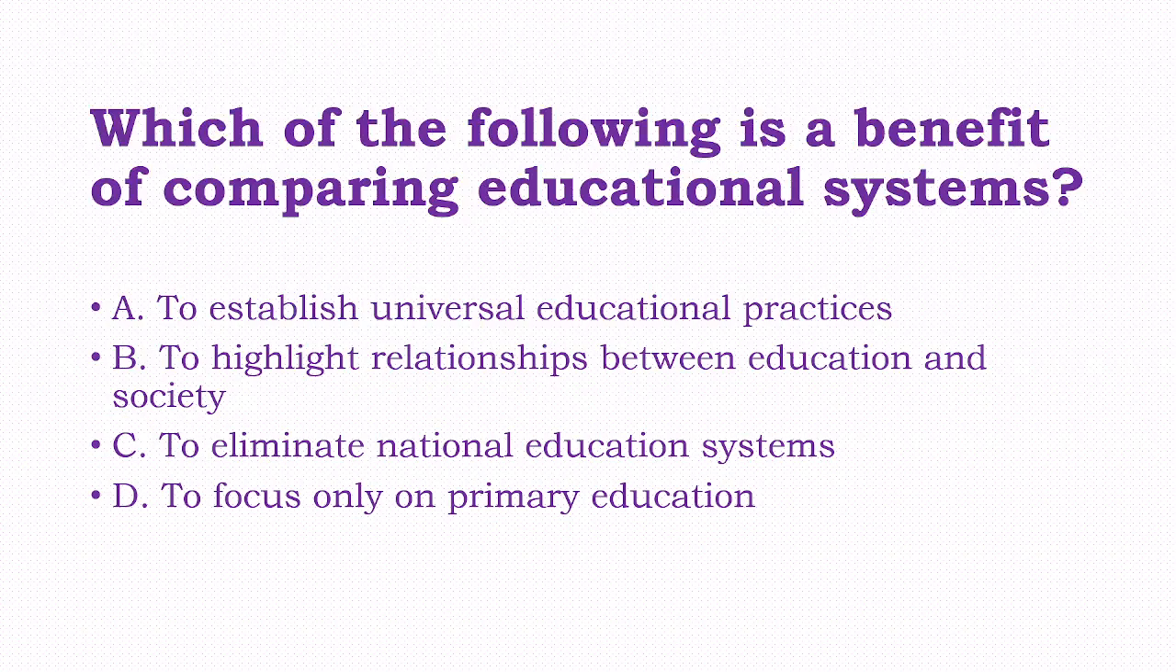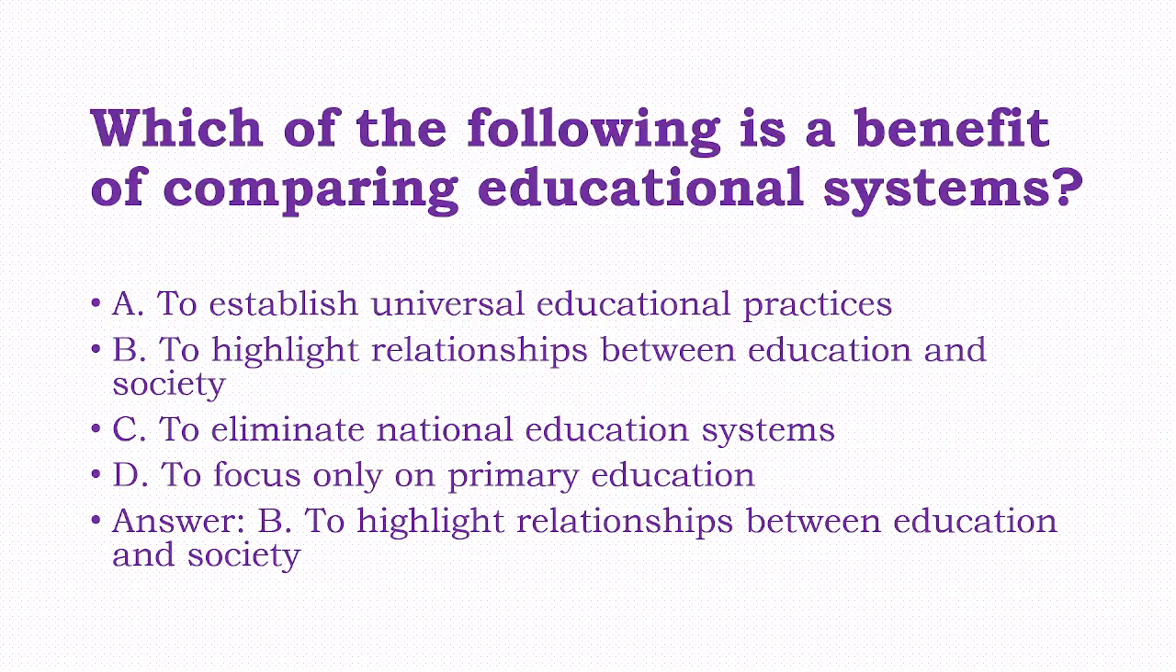Which of the following is a benefit of comparing educational systems? Options: to establish universal educational practices, to highlight relationships between education and society, to eliminate national education systems, to focus only on primary education. The answer to this question is option B, that is to highlight relationships between education and society.